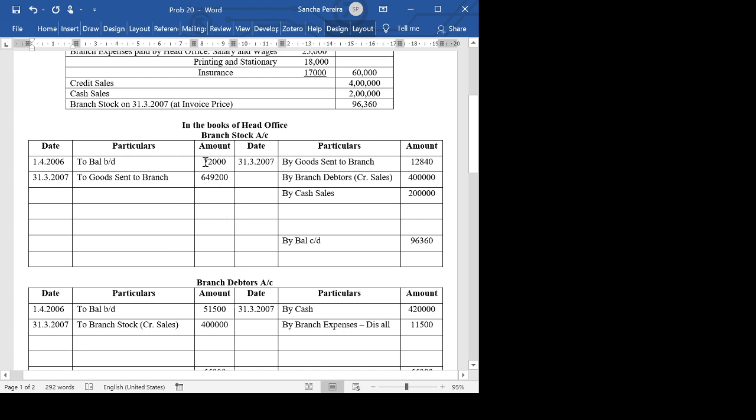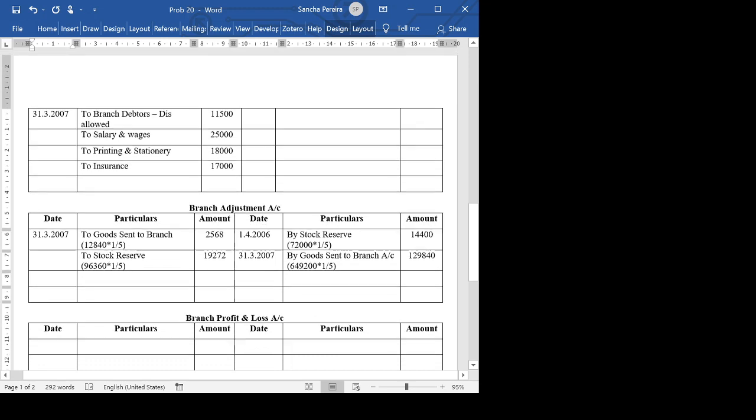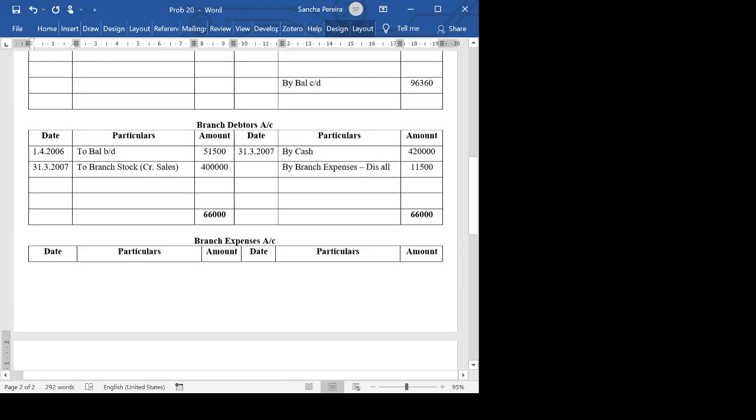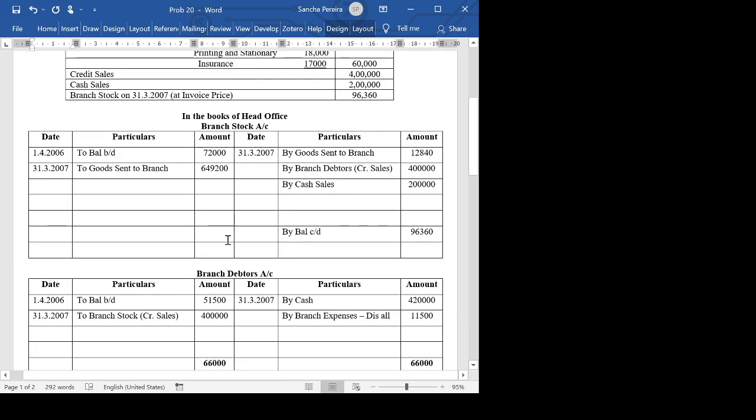Now, when they're transferred at invoice price, I explained to you why the balancing figure cannot be gross profit here, because we have the branch adjustment account where the balancing figure is gross profit. It cannot be gross profit here as well, because all the profit elements are in the branch adjustment account. So gross profit is calculated there. Technically, this account should tally.